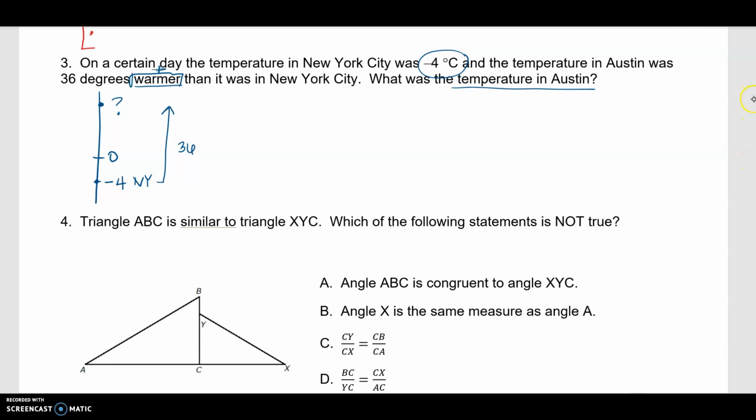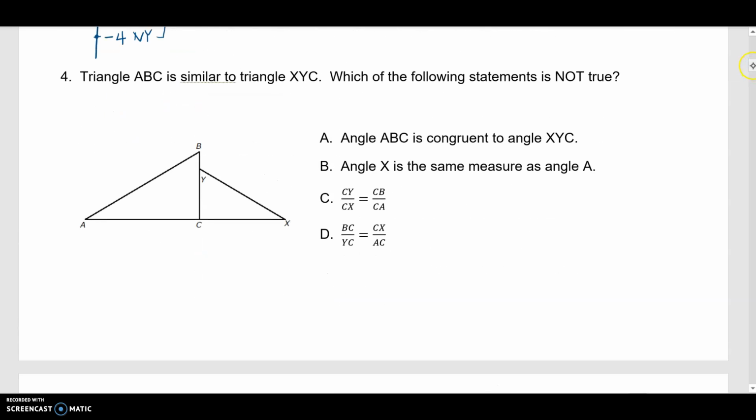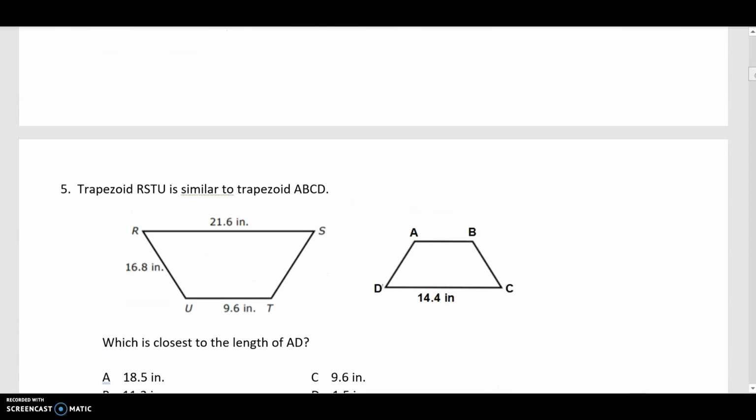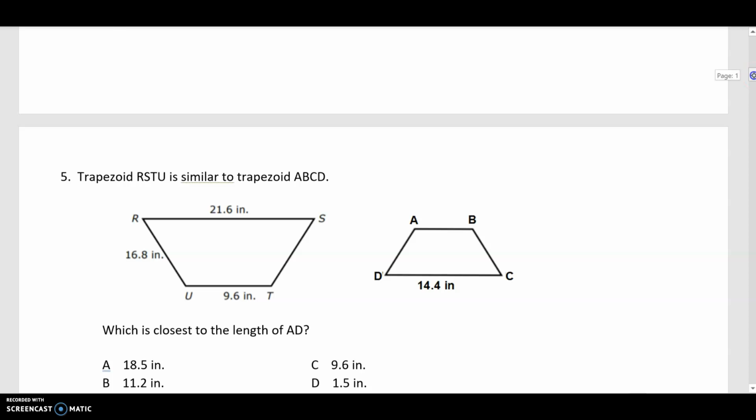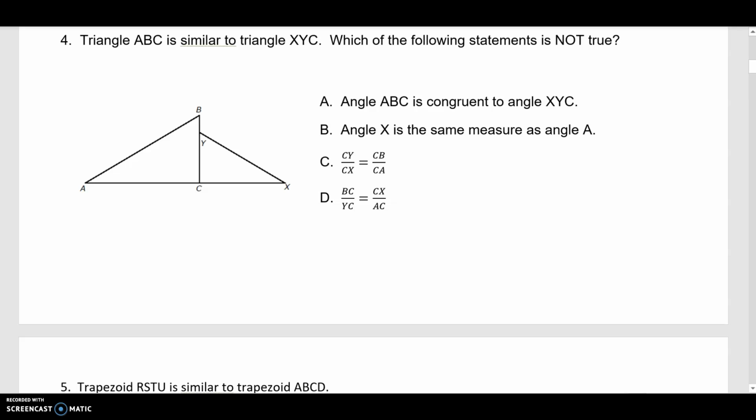Okay, so now to number 4. It says triangle ABC is similar to triangle XYC. Which of the following statements is not true? So we are looking for not true.